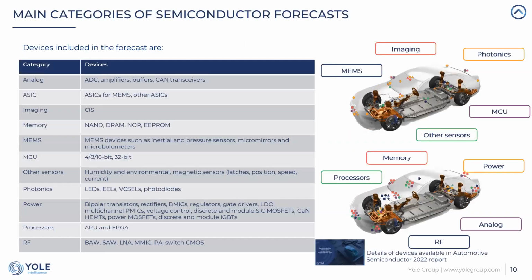So actually, what is interesting is that inside the car, you have a wide range of different semiconductors. We got analog, ASIC, image sensor, memory, MEMS, MCU, what we call other sensors, specifically environmental sensor, but also magnetic sensor. We got a lot of photonic devices like LED, laser diode, VCSEL, photodiode. Many components are dedicated for the power management. It can be power discrete or power module. We got processors like FPGA, and it will grow in the future due to increasing need for processing power for autonomy. And we got RF devices for connectivity in the car. So almost every chip in semiconductor can find a place into a car today.